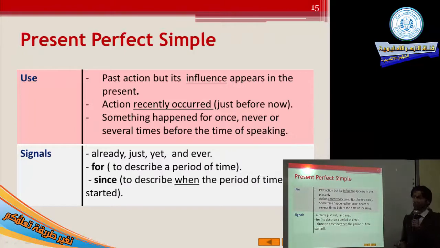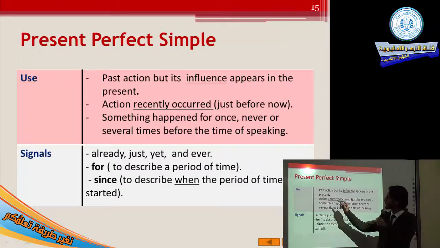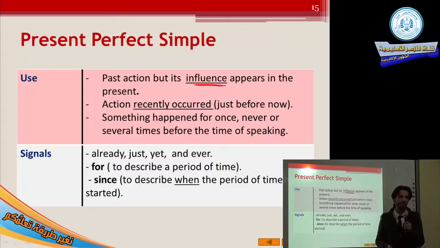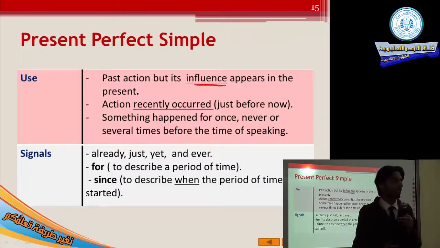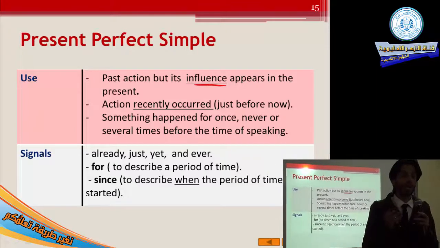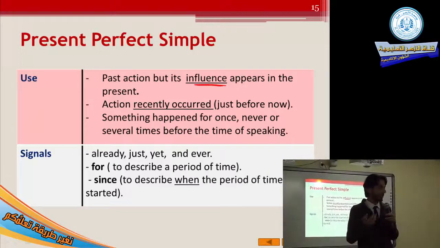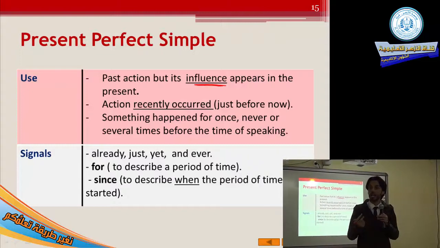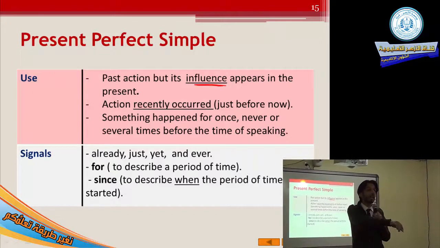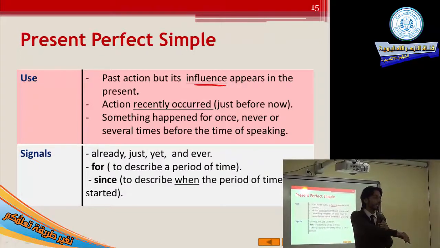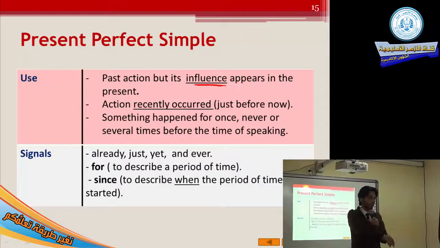Continuing to the function of the present perfect, we use it to express a past action, but its influence appears in the present. For example, I broke my arm. Okay, the action of breaking happened in the past, but its evidence is still appearing on my body, the plaster. Okay?